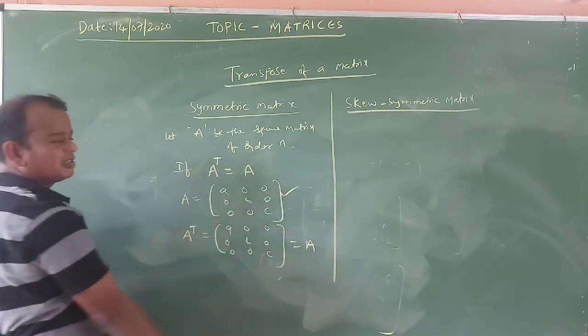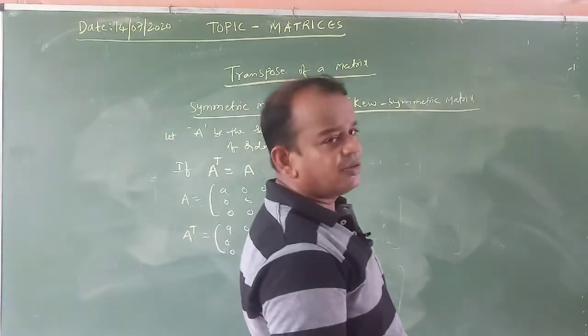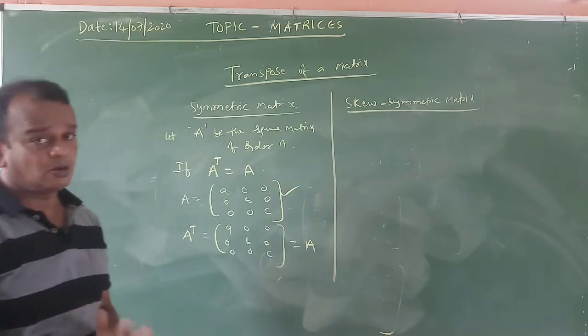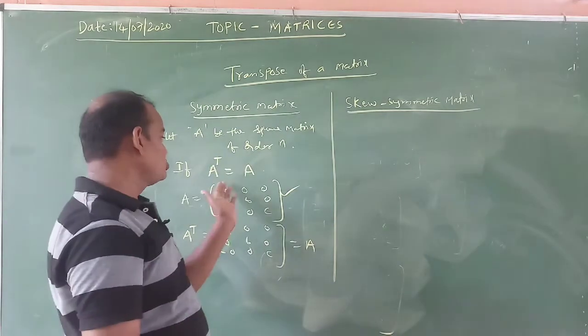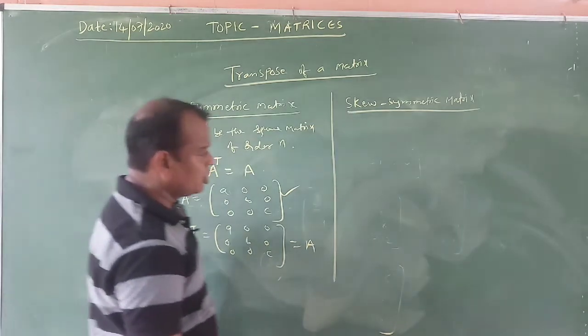Now the diagonal matrix is a symmetric matrix. From the examination point of view, A transpose is equal to A. Already I told that one. If A transpose is equal to A, then A is called the symmetric matrix. Now, from the examination point of view, observe this.